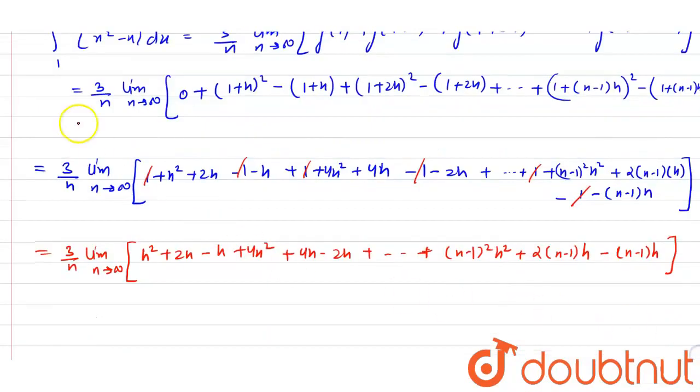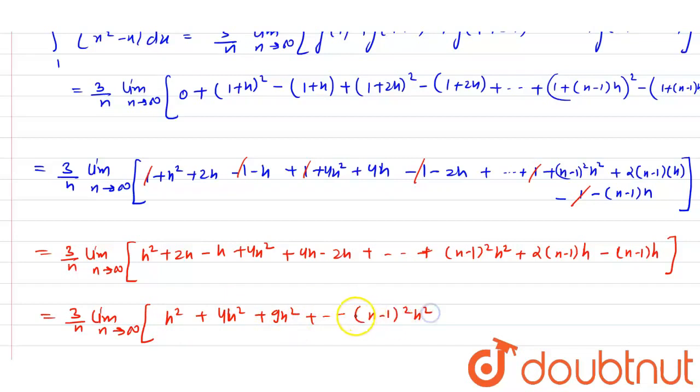Okay. Now first we club the h square terms. So this is equal to 3 by n, limit n tends to infinity, h square plus 4h square plus 9h square, plus it goes up to n minus 1 whole square h square. Okay, now this is in one bracket. Now plus of, now 2h minus h becomes h. Similarly 4h minus 2h becomes 2h, plus 3h, and it goes up to 2 into n minus 1 into h minus of n minus 1 into h becomes n minus 1 into h.